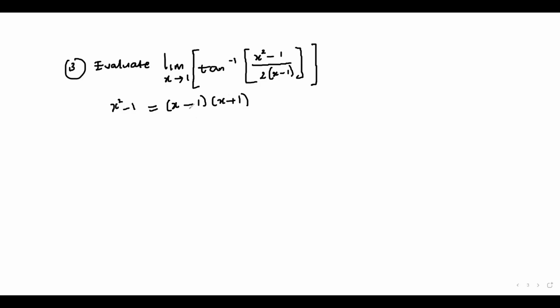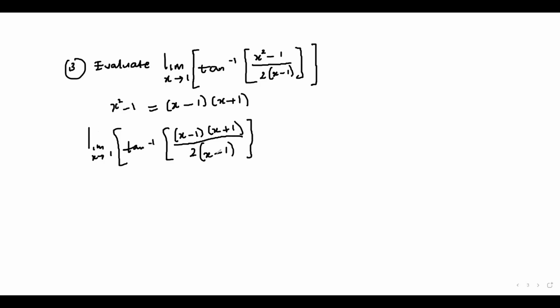All right, so let's fix what we have here as the difference of 2 squares in the expression or in the limit. So we have the limit as x approaches what? 1 of the tan inverse of what? Difference of 2 squares now. x minus 1, x plus 1, all divided by 2 open bracket x minus 1 close bracket. Now, because in the denominator we have x minus 1 and in the numerator we also have x minus 1, we strike this one out.